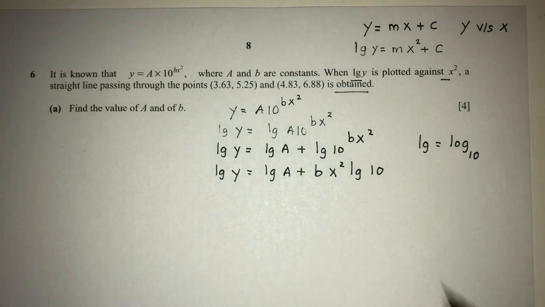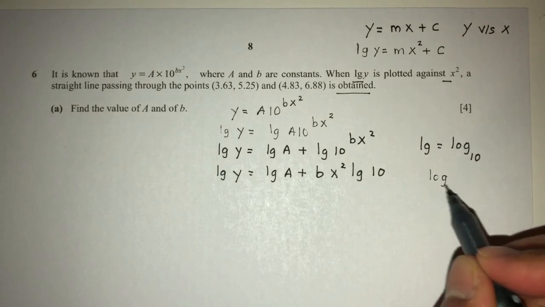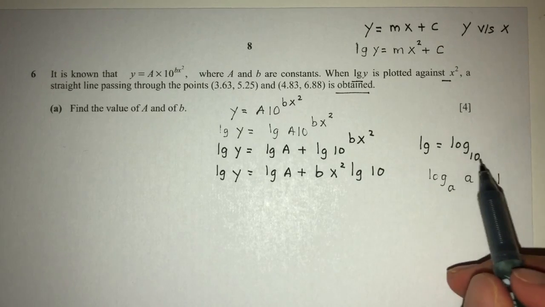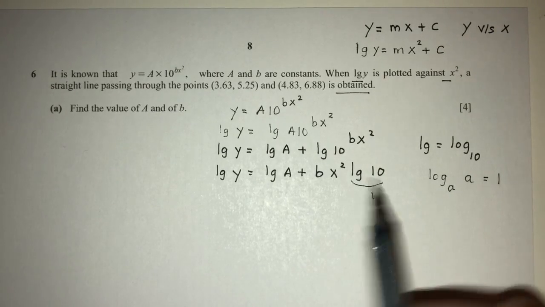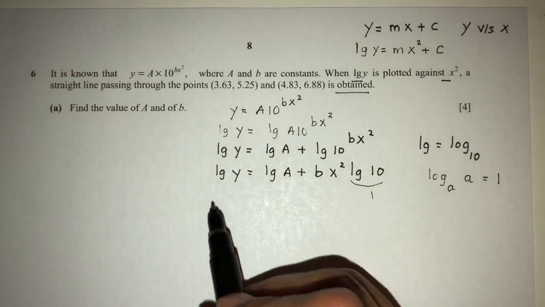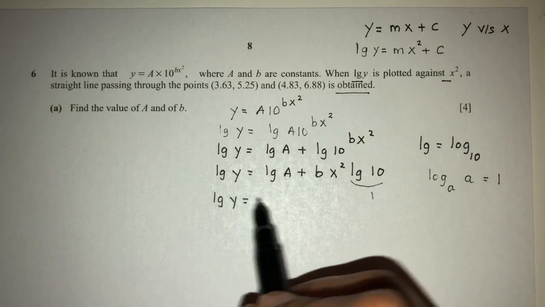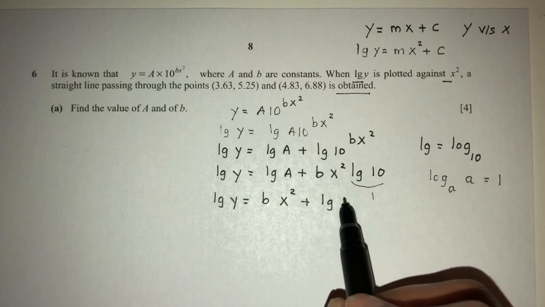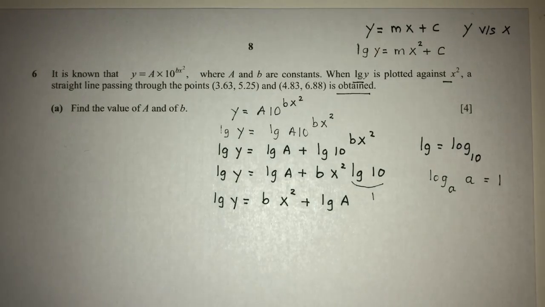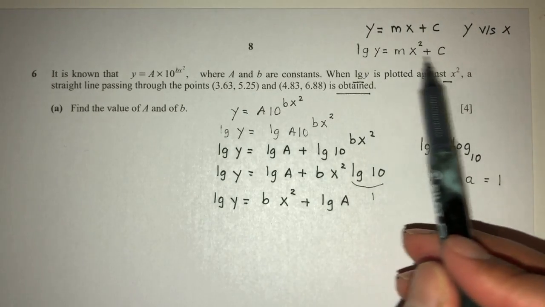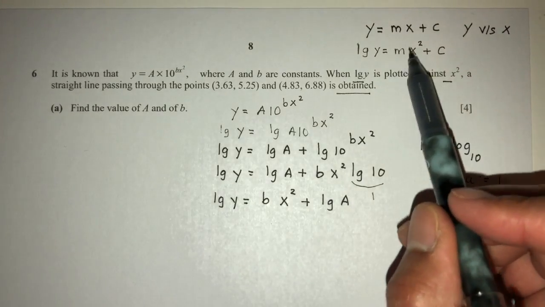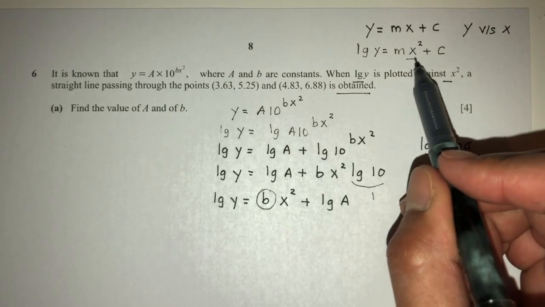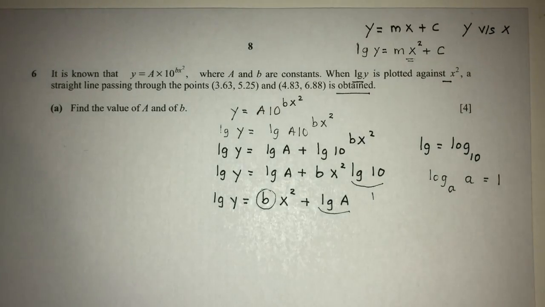Now, something we have to know is that if you have log to the base of a of a, it will give you 1. So here we have log to the base of 10 of 10, this should become 1. So finally, you will have log of y equal to bx squared plus log of a, which looks a lot like our former equation. M is the gradient, which is b, which is the gradient here. And then x squared is x, and c is the y-intercept.